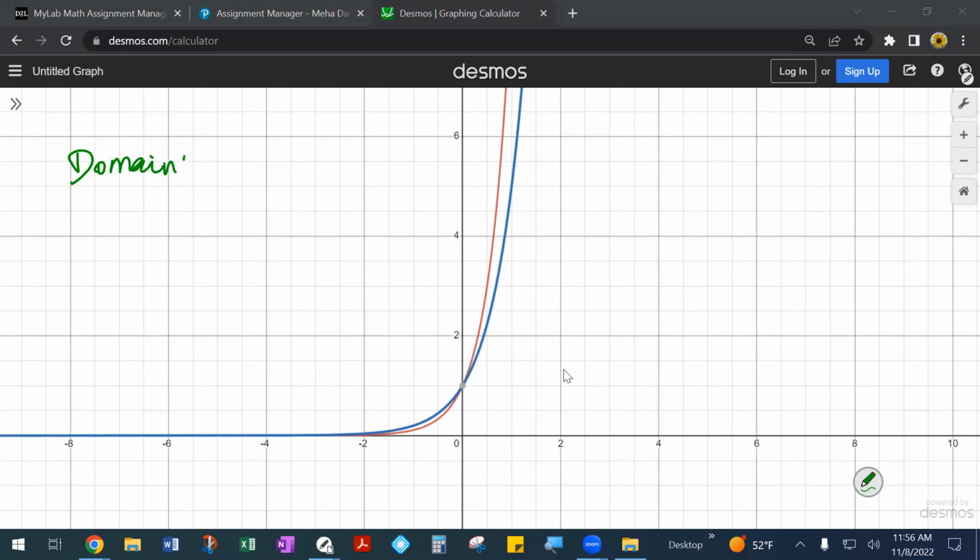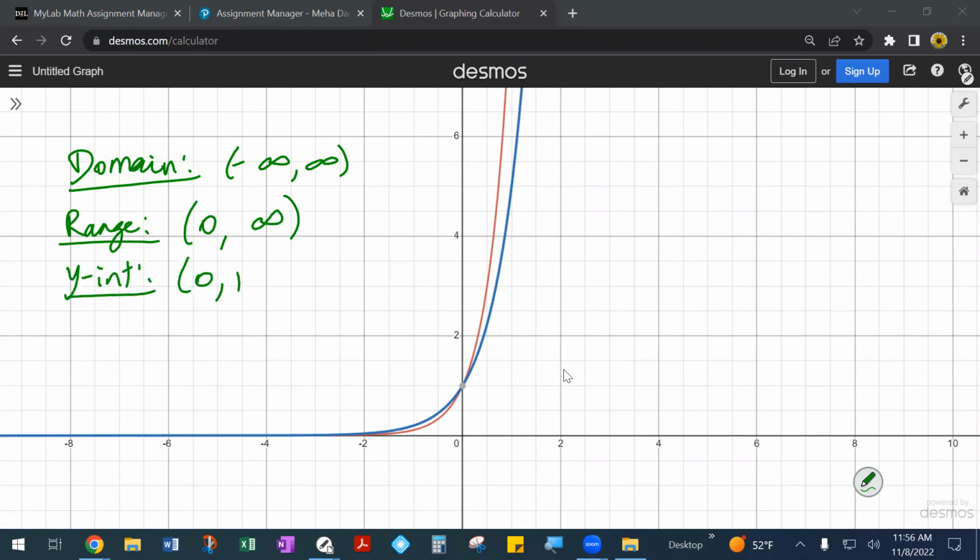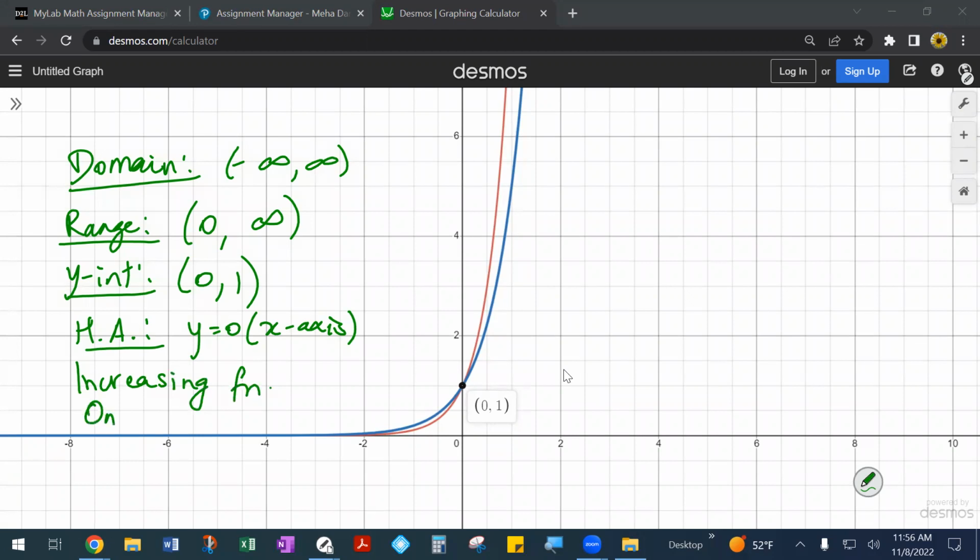Let's talk about domain, range, and all the different properties. Of course, domain will be negative infinity to positive infinity. You can see range will be not including 0 to positive infinity. They both have y-intercept at (0, 1), and you can see that here. Their horizontal asymptote is at y equals 0, that's your x-axis. They are both increasing functions, and they are both 1-to-1 functions also.